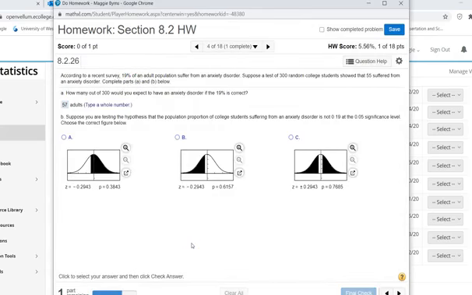Suppose you are testing the hypothesis that the population proportion of college students suffering from anxiety disorder is not 19%. Okay, pay attention to the way this is phrased. Is not 19%. So your alternative hypothesis would be that p does not equal 19%. If it does not equal, that means it could be higher or lower, so you have a two-tailed hypothesis test. When you see does not equal, a two-tailed hypothesis test is what you're working with. The only picture that fits is C. So the tails on both ends are going to be shaded.